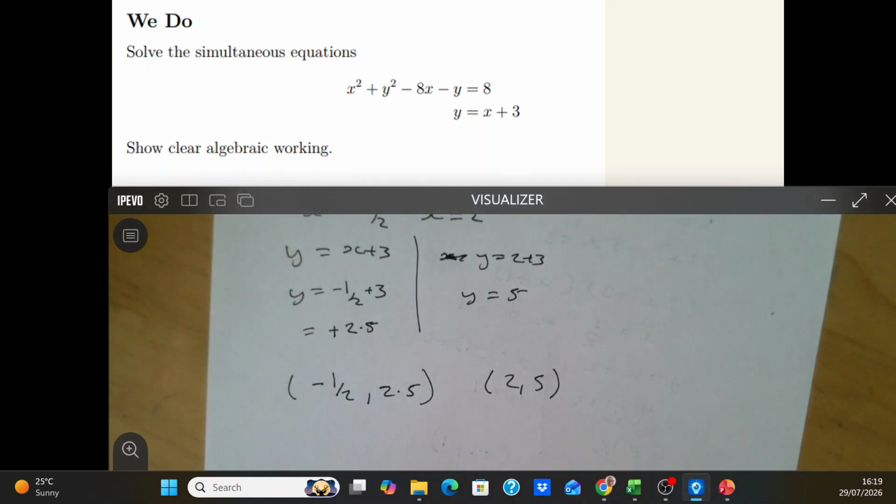Well done. Now go and have a look at the two similar questions, and remember sometimes you do need to use the quadratic formula.